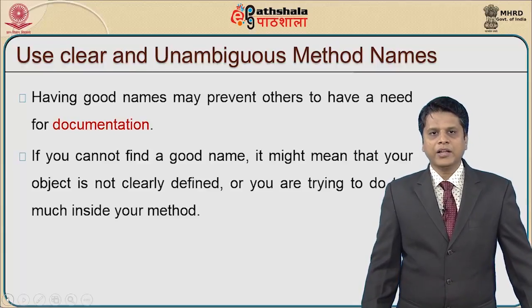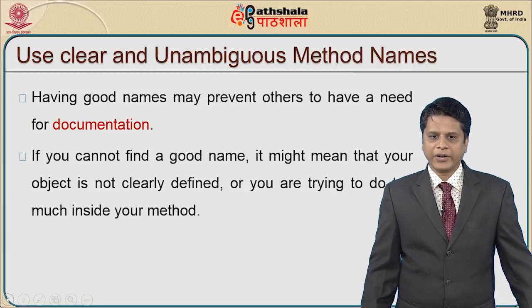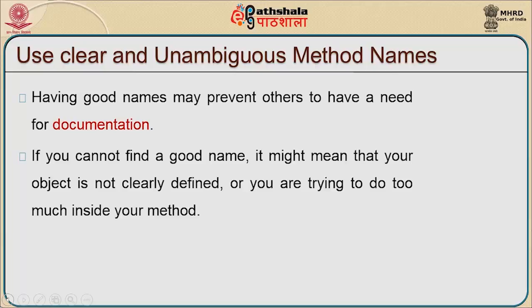If you cannot find a good name, it might mean that your object is not clearly defined, or you are trying to do too much inside your method. When you are trying to do too much inside your method, that makes it unnecessarily complex. Rather, if you cannot define a correct name for the method, you are again making it trivial.